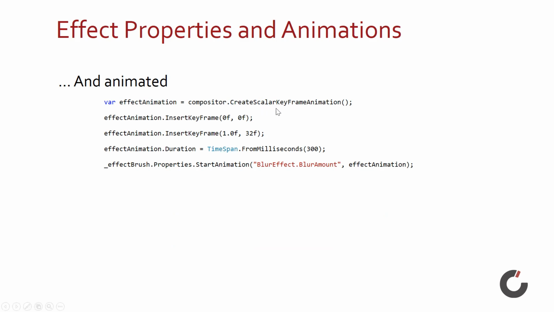So we can create a scalar keyframe animation as an example, and we can animate from 0 to 32 over a time span of 300 milliseconds. And taking our brush properties, we can start an animation that will change the blur amount. We'll demonstrate that a little bit later as well. So why don't I dive in and show you some code.